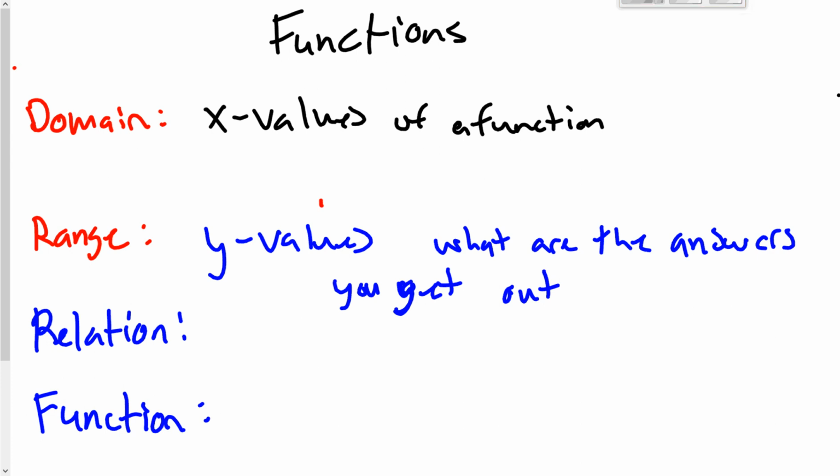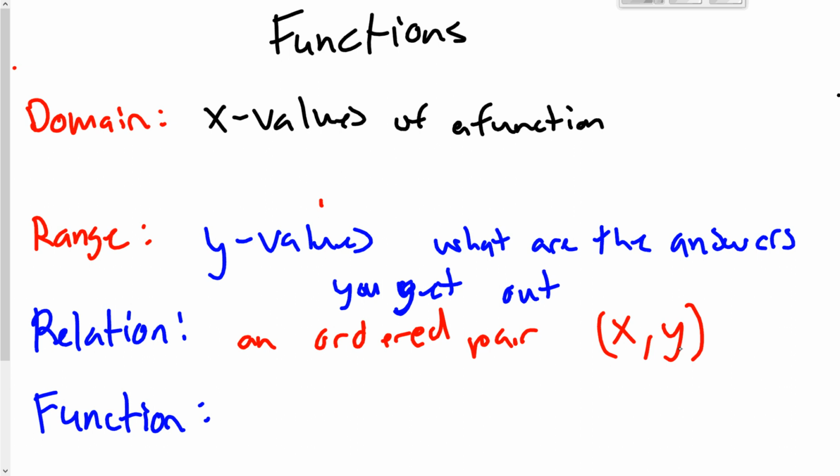Then we talk about a relation. So a relation is an ordered pair, x, y, and so it's a relationship. What is the relationship between x and y? So a relationship between x and y is an equation, y equals x squared. That could be the relationship. How are x and y connected? How do they relate to one another? Well, whenever I square my x, I get my y. So that's the relationship between them.